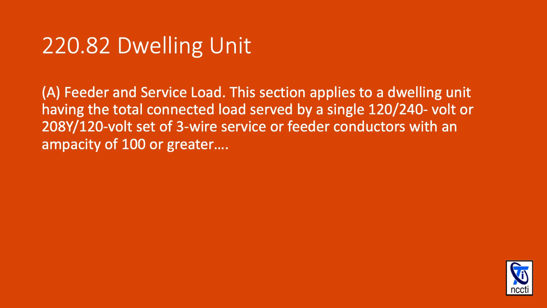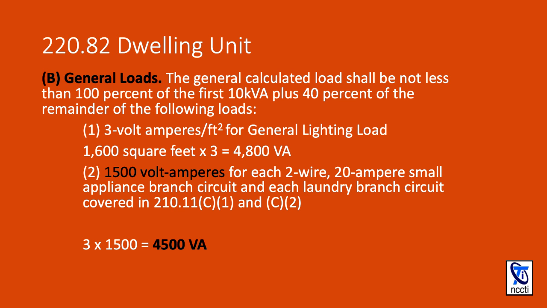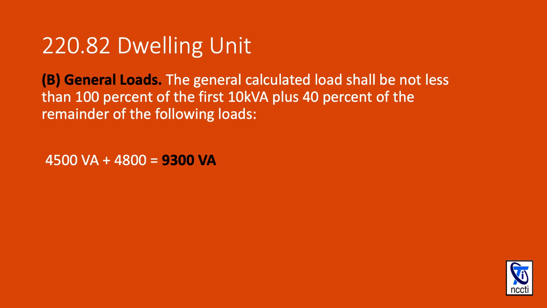Keep in mind the minimum feeder ampacity is 100 amp. For the optional calculation on a dwelling unit, it's going to be just like the standard calculation, 3 volt-amps per square foot. So you've got 1,600 times 3 equals 4,800 VA. Just like the standard calculation, you're going to have 2 small appliance branch circuits and a laundry circuit, which is a minimum of 4,500 volt-amps, which gives us a total of 9,300 volt-amps.